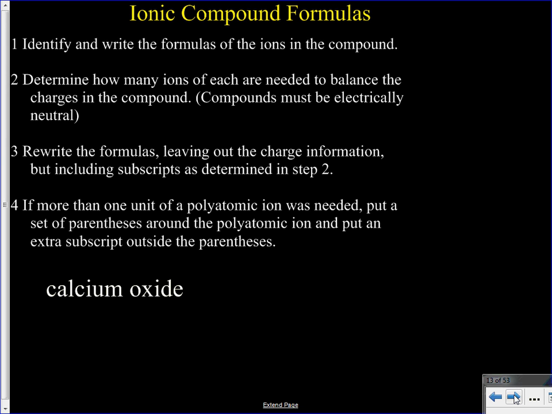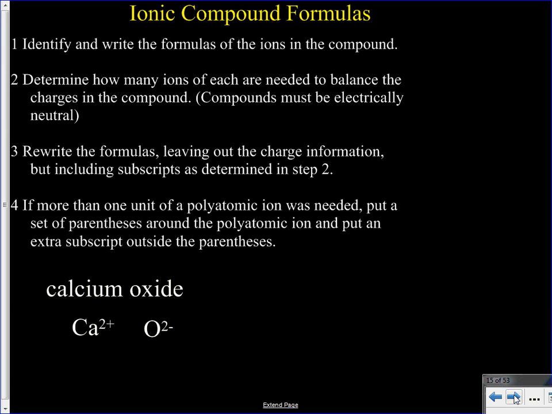We're expecting this to be ionic. So we'll write the ions, and the calcium ion is Ca2+, and the oxide ion is O2-. And if you're not sure how to come up with the ion formulas themselves, then go ahead and check out another video that I've got on naming ions and on ion formulas, and that may help you out with this.